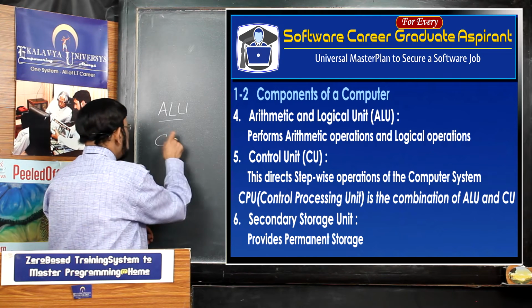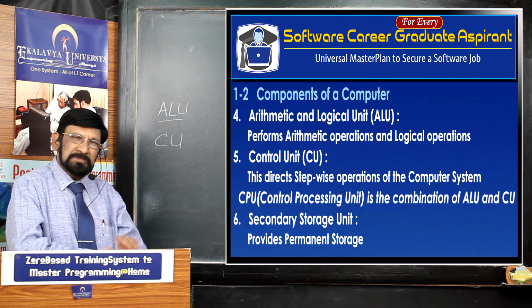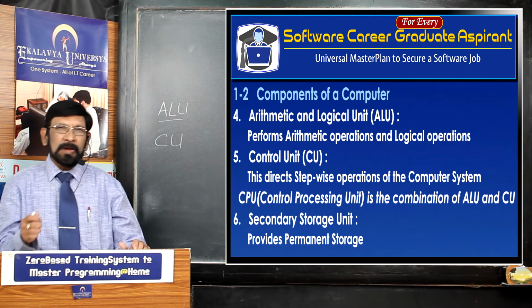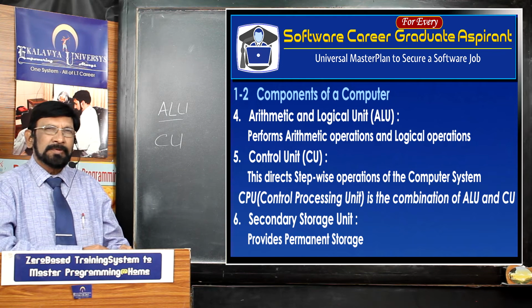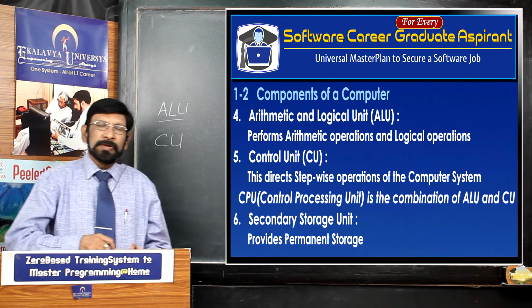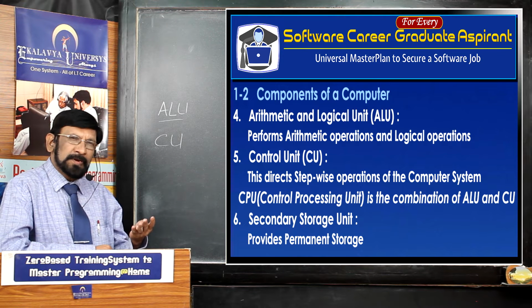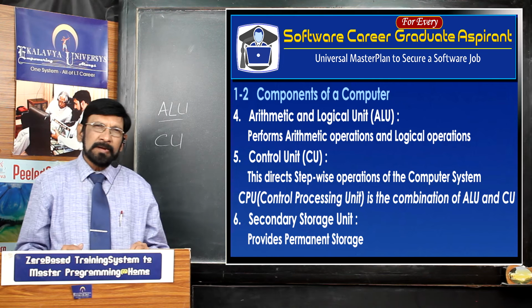The fifth component is the CU, that is the control unit. Actually, here many components are there, and every component is doing its job. Who will control them? Take an office. In an office, several departments are there: accounts department, finance department, marketing department, production department, personnel department. Like that, many departments are there.